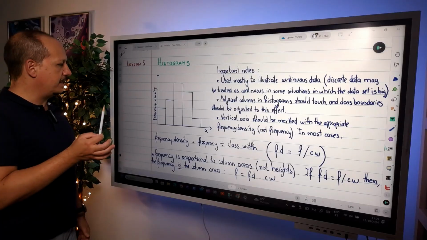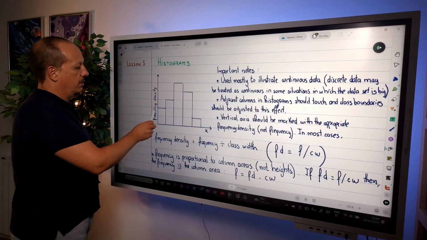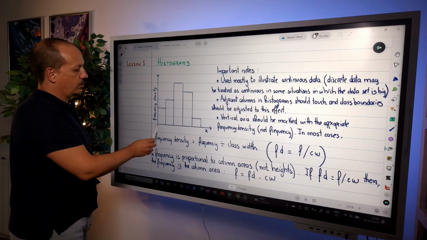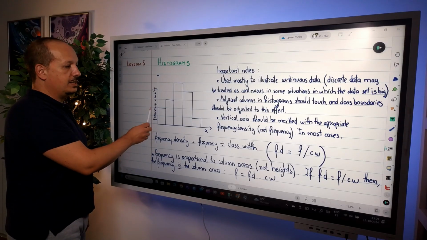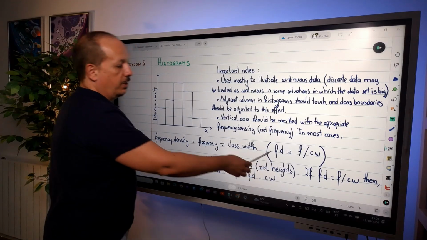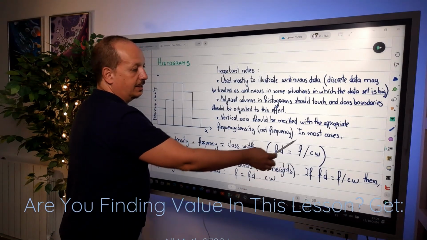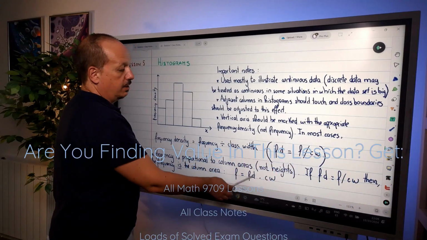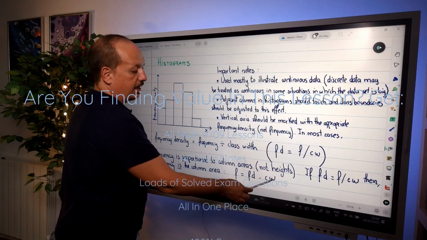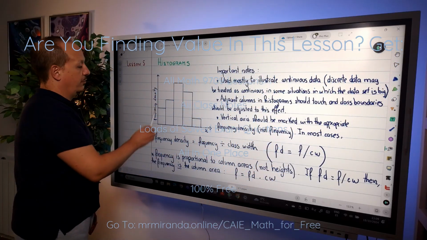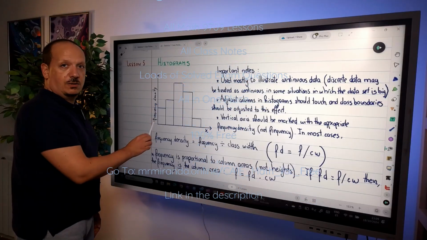If you think of it, it makes sense. What is the area of each one of these bars? It is the class width times the frequency density. It comes from here: if the frequency density equals the frequency divided by the class width, then the frequency equals the frequency density times the class width, which is the formula for the area of a rectangle.